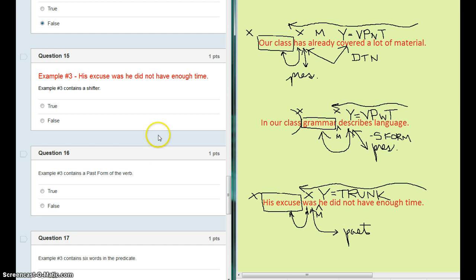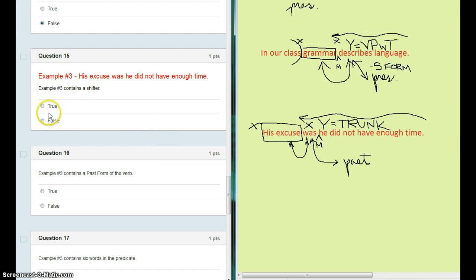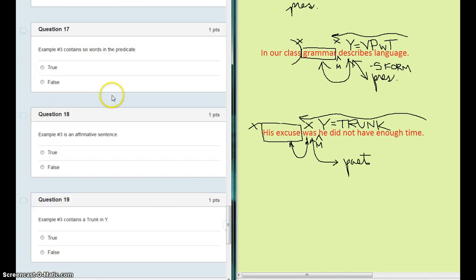Okay, let's take a look at our questions. Example 3 contains a shifter. False. Example 3 contains a past form of the verb. False. There's no verb at all here. And example 3 contains 6 words in the predicate. 1, 2, 3, 4, 5, 6, 7. So it's false. Example 3 is an affirmative sentence.